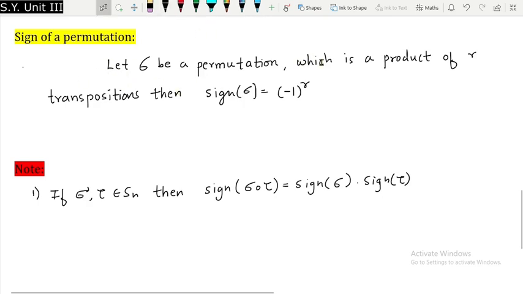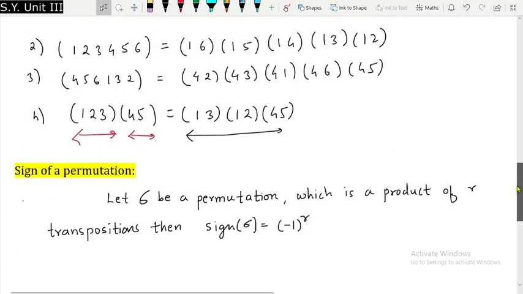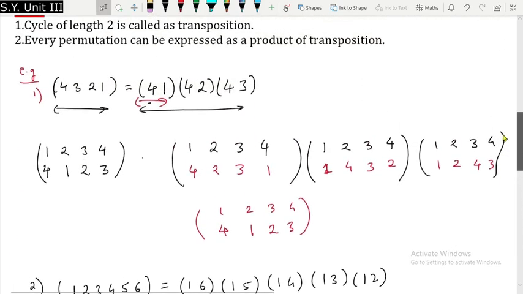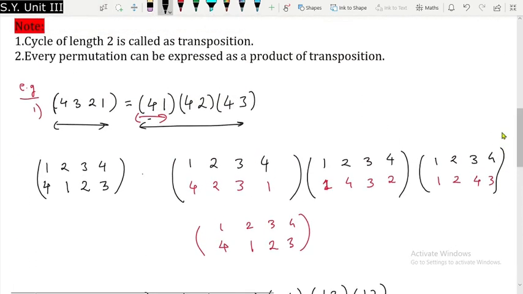Now let us see the sign of a permutation. If sigma is a permutation which is a product of r transpositions, as you know, every permutation can be written as a product of transpositions, then the sign of sigma is defined as -1 raised to r. Let us go through some examples, then you will understand. So first example, what will be the sign over here? I will call it sigma 1. So what will be the sign of sigma 1?